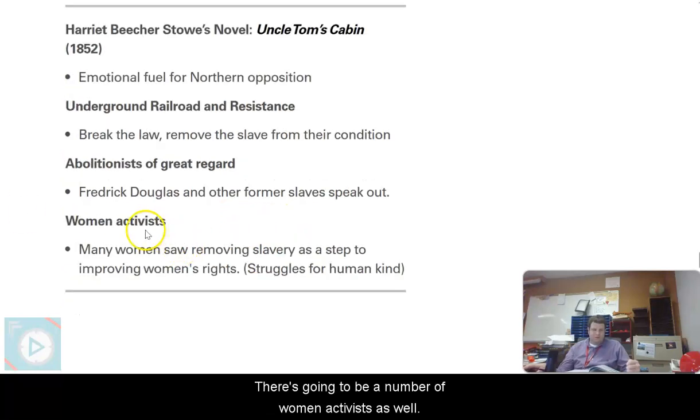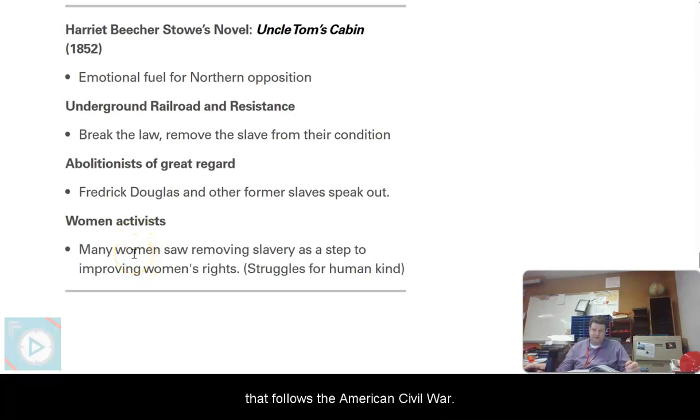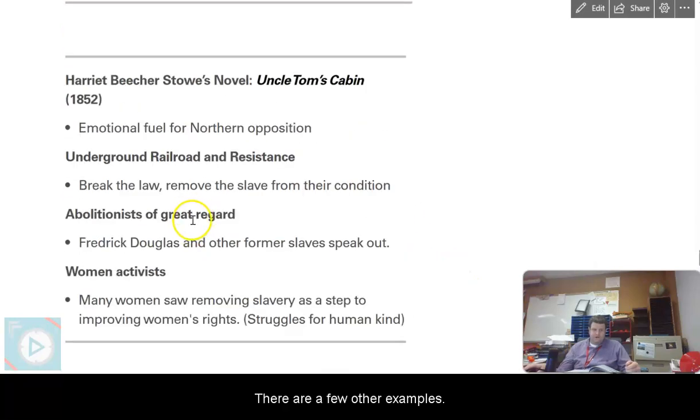There's going to be a number of women activists as well. A number of anti-slavery individuals are also going to play a huge role in the women's rights movement that follows the American Civil War. There are a few other examples.